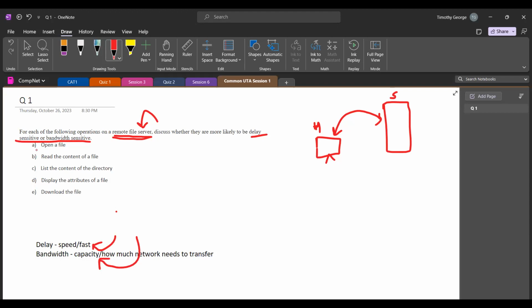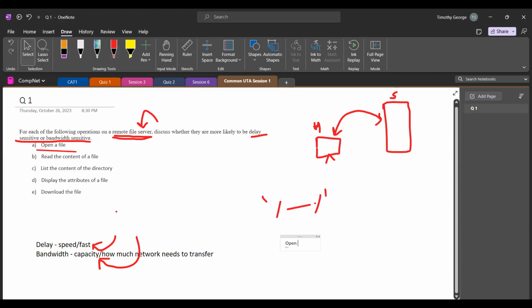The first one is open a file. So what happens when you're opening a file from a remote file system? Let's say you know where the file is. You have your directory, let me just represent it like this, and you're going to pass a command saying open, and then your directory will be there. So this assumes that you already know your directory. All that you want to do is open it.